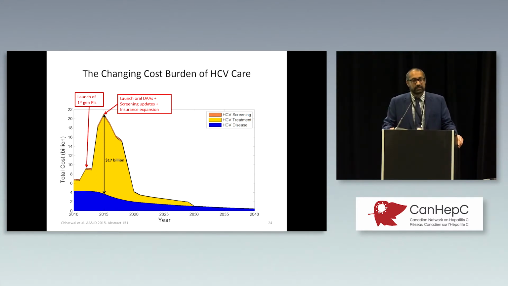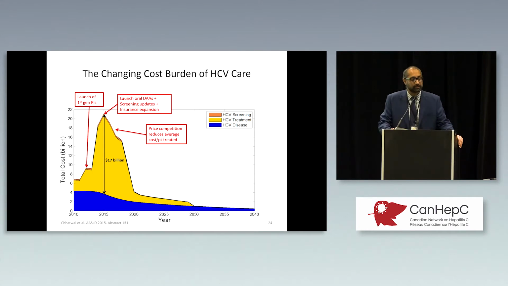Also, we have seen the screening updates happening before the launch of DAAs. The oral DAAs, the CDC recommending baby boomers to get one-time screening. Plus, there was an insurance expansion from the Affordable Care Act. So all these factors contributed to more people who now had access to providers and Hep C treatment. With competition, prices came down, also the spending on treatment.